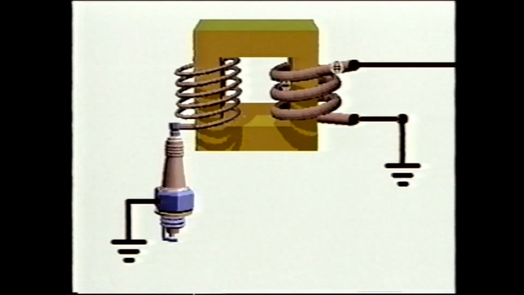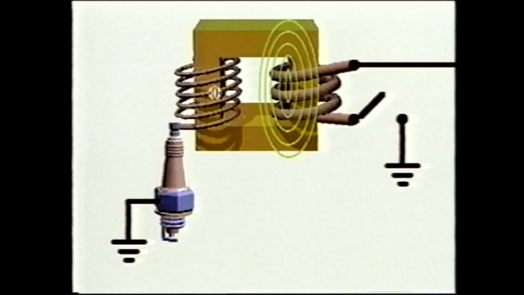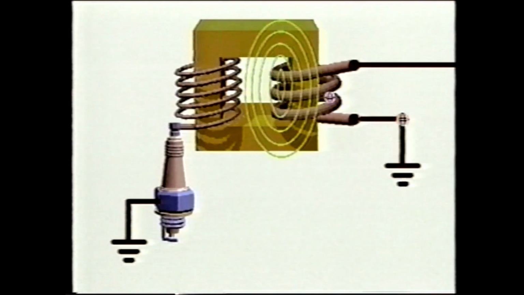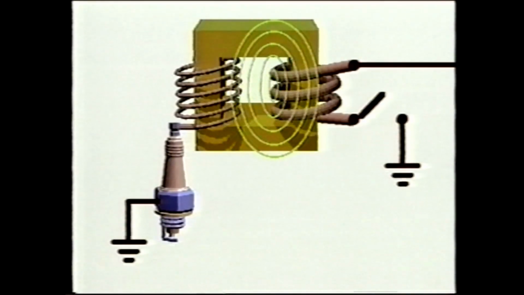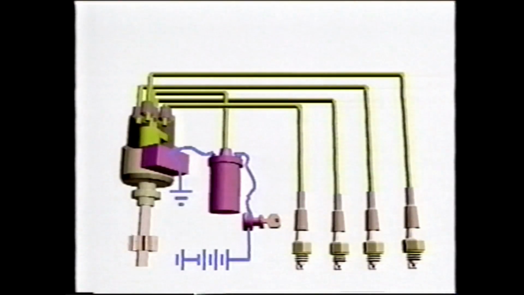In a breaker point system, the points open. The abrupt change causes the magnetic field to collapse quickly and completely. This produces a self-induced voltage kick in the primary winding that multiplies the voltage in the secondary winding. The induced secondary coil voltage travels through the distributor cap to the rotor tip to the spark plugs. This voltage is high enough to ionize the air-fuel mixture and arc the gap, creating the spark that ignites the fuel and starts the combustion.